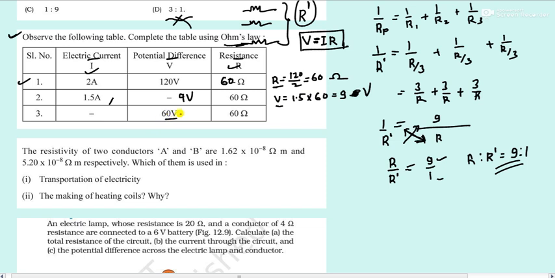Now in the third case they have given V, they have given R. We need to find I. I will be what? V by R, correct? So V is 60 by 60, which is equal to 1, and this is current, so it should be in ampere. So 1 ampere. Okay, so this is how you have to solve them.